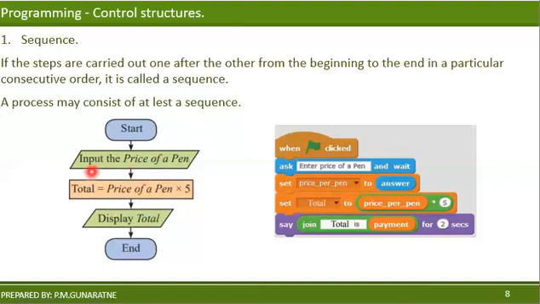This answer will be stored in total. So we are going to display that total variable. So the answer is there. The answer will be displayed. So this process is called a sequence.